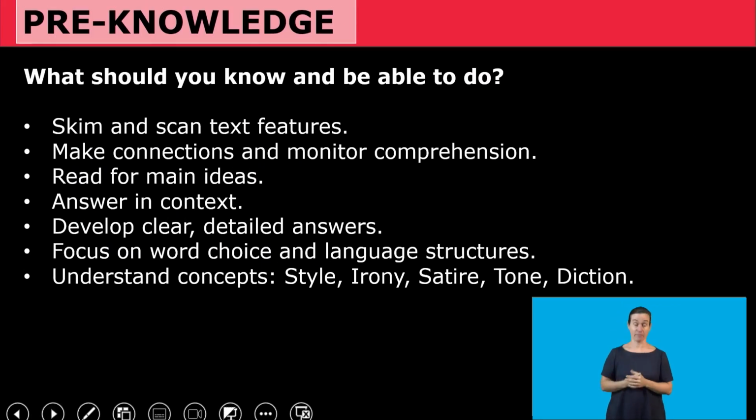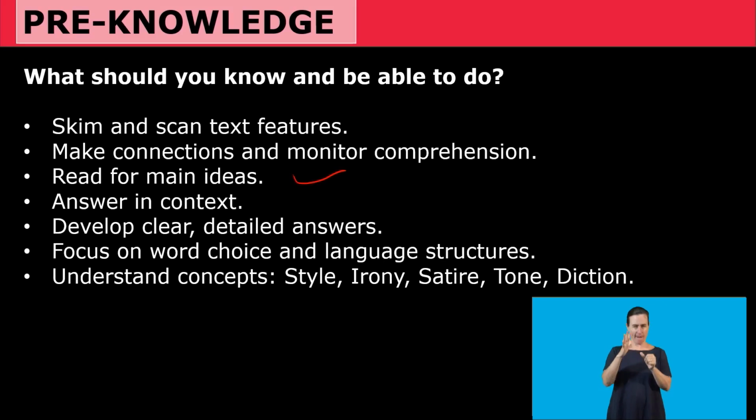What should you be able to do? You should be able to skim and scan text features, make connections and monitor for comprehension, read for main ideas, answer in context, develop clear, detailed answers, focus on word choice and language structures, and again, style, irony, satire, tone, and diction.